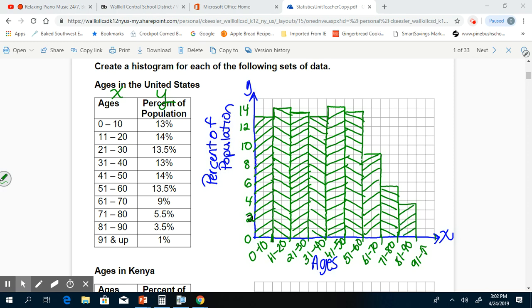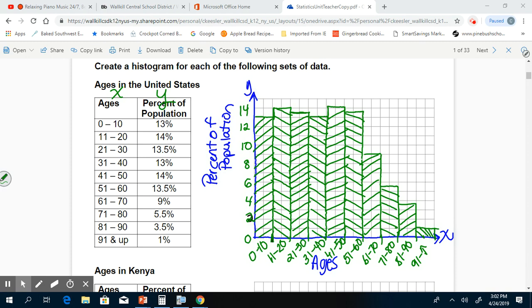So now we're seeing changes in the heights of these bars, so it's not that each bar is so close anymore, and 91 and up is only 1%. Okay, so that is what a histogram looks like.